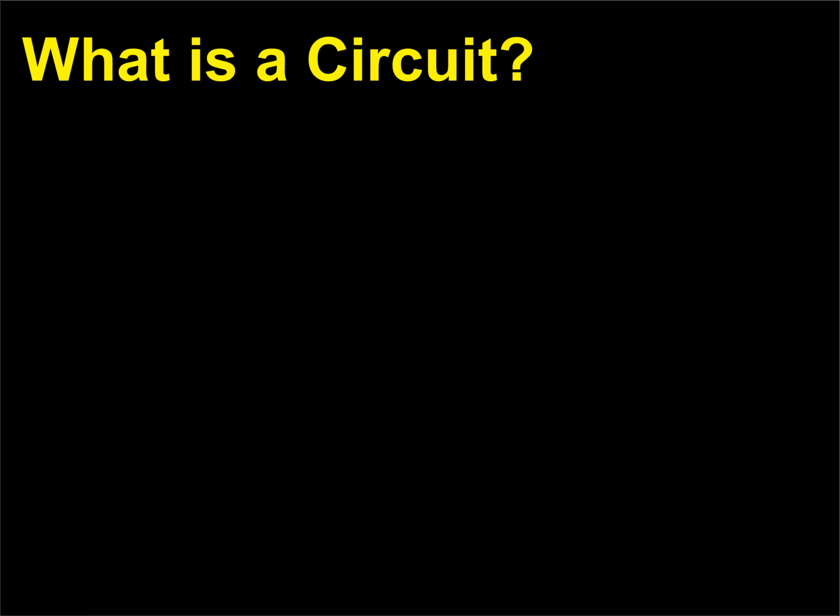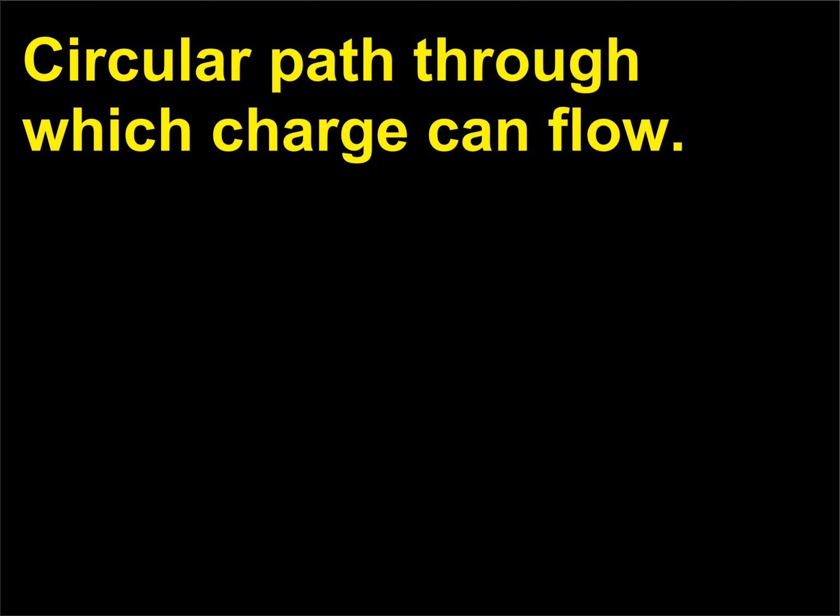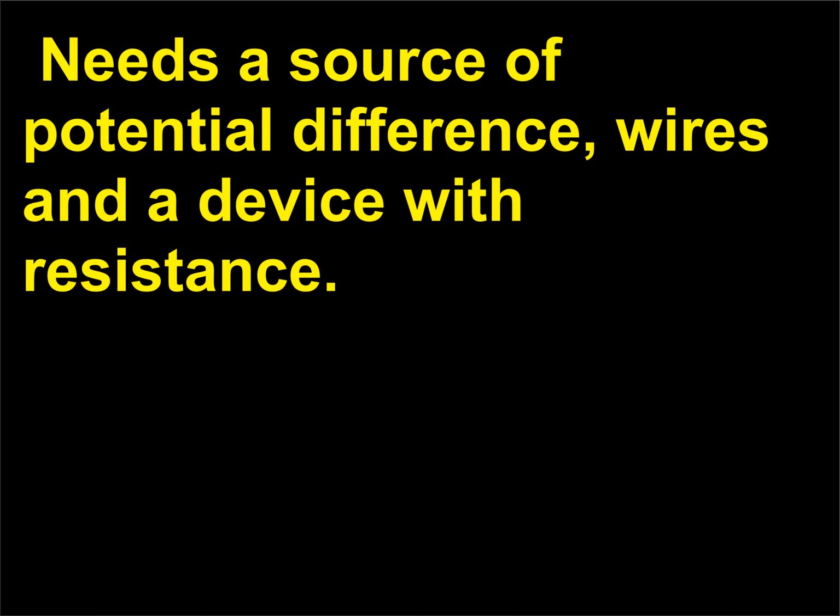What is a circuit? Circular path through which charge can flow. Needs a source of potential difference, wires, and a device with resistance.